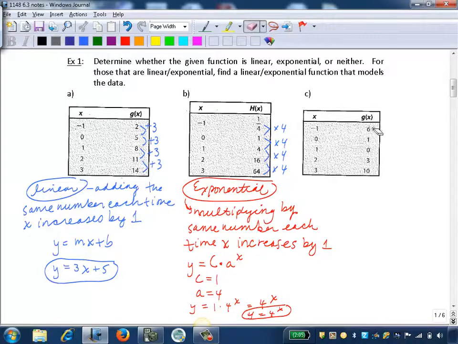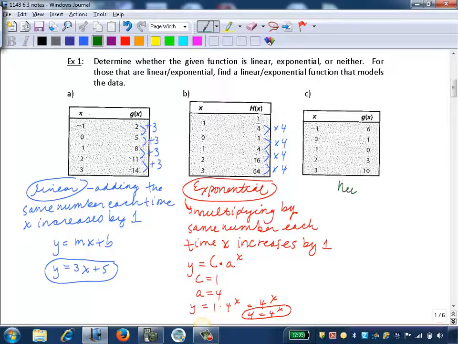Okay, part C, if we study these g of x values as x is increasing by 1 each time here. So if you study this pattern for a second, as you go from 6 to 1, you could say we're subtracting 5, or we could say we're multiplying by a 1/6. But then when we go from 1 to 0, we're either multiplying by 0 or subtracting 1, and you can see there's no pattern here within all these values. So if you can't identify a consistent pattern of numbers being added or subtracted, or multiplied or divided, then that means it's neither exponential nor linear.